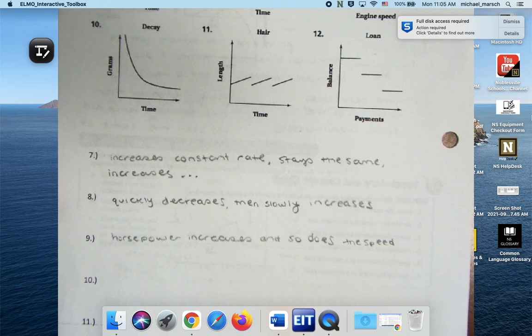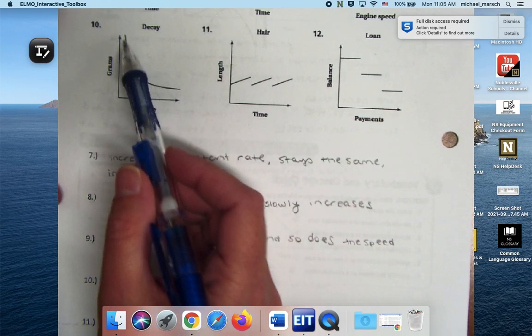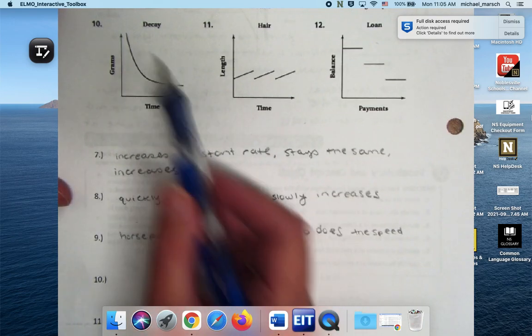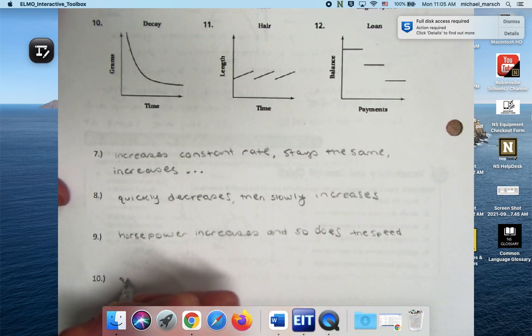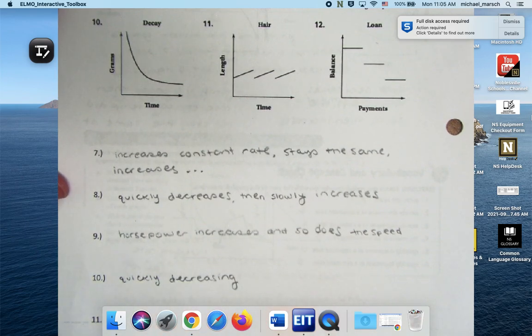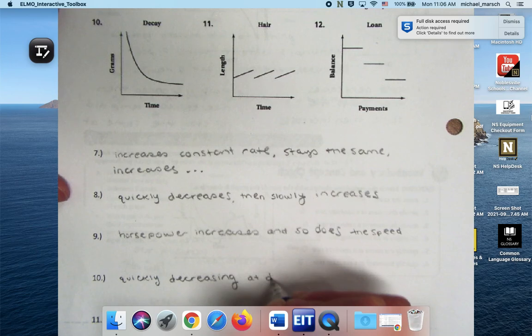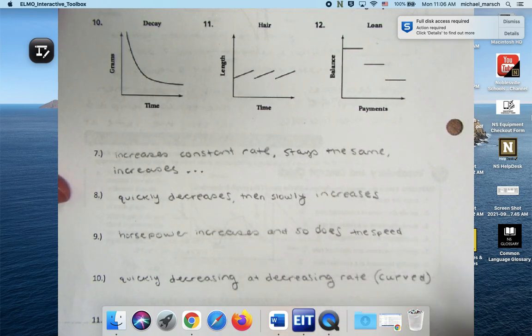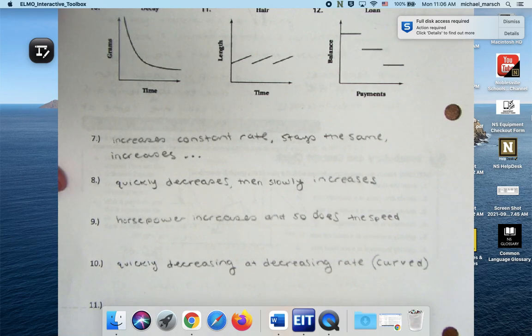Northern Indiana. Okay, we're looking at the decay of something over time. Exponential decay here, right? So it quickly decreases at a decreasing rate, which is, you know, kind of confusing, but that's just what it is. That shows us that it's curved. Just like that part of the graph that was increasing at an increasing rate.